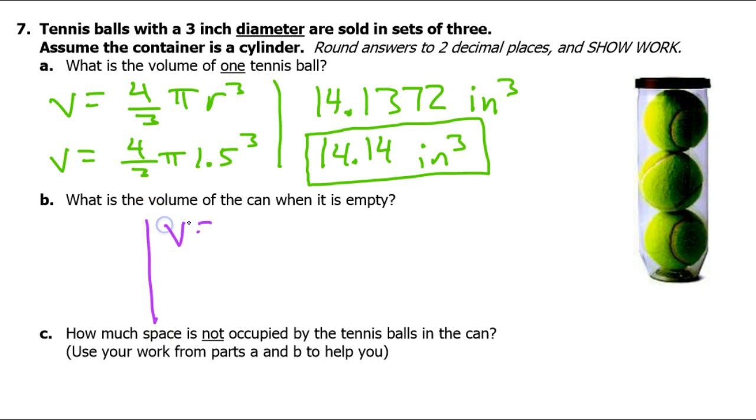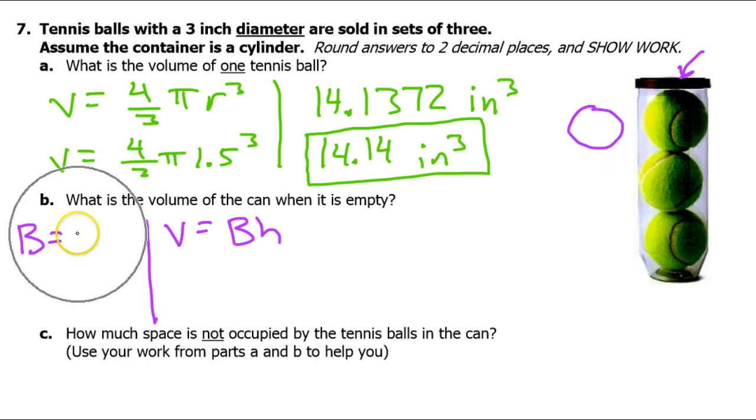Okay, the volume of a cylinder is the area of the base times the height of the cylinder. But before we can do this, we need to figure out what the area of the base is. So the base is a circle, right? If I were to look at the top of this from above, that base would be a circle. And the area of a circle is pi r squared. So again, I need to think about what the radius of this is.